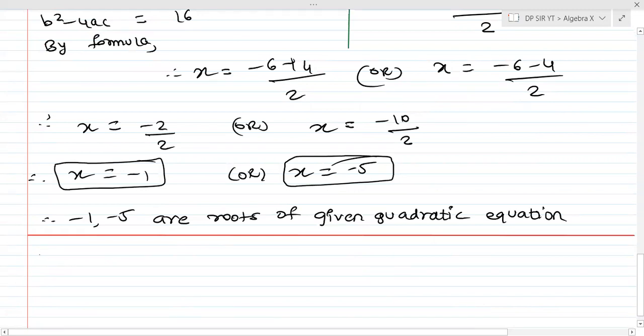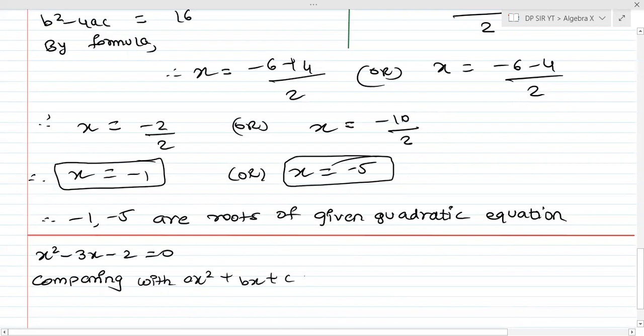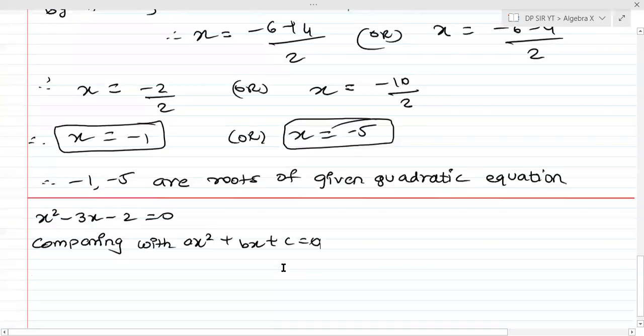So x square minus 3x minus 2 is equal to 0. Comparing with ax square plus bx plus c is equal to 0.